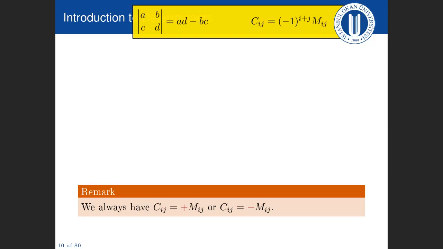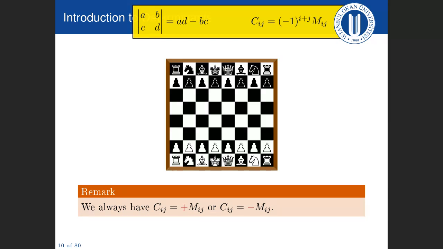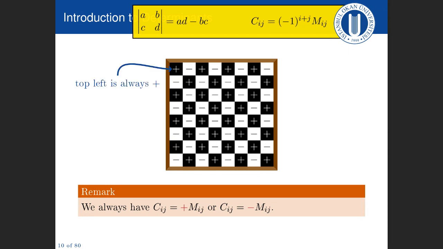Now, note that we always have that the cofactor of entry Aij is either plus Mij or it's minus Mij. How can we remember when it's plus and when it's minus without having to do minus 1 to the power i plus j? Well, think about a chessboard. This is an 8 by 8 chessboard, but we want the chessboard to be the same size as our matrix. So 2 by 2, 3 by 3, 4 by 4, whatever we need. And instead of the pieces on this chessboard, I want pluses and minuses. And the rule is that the top left square should always be plus. And then it should always alternate, plus, minus, etc.